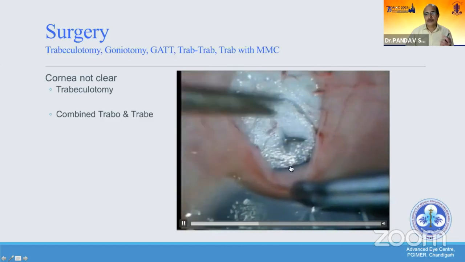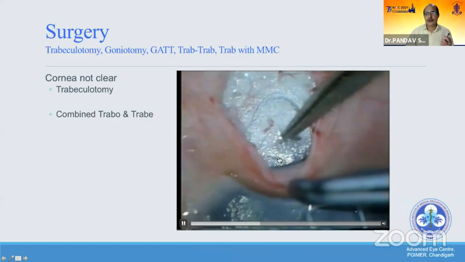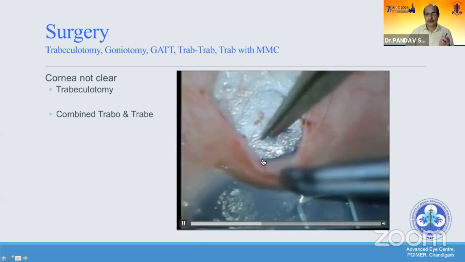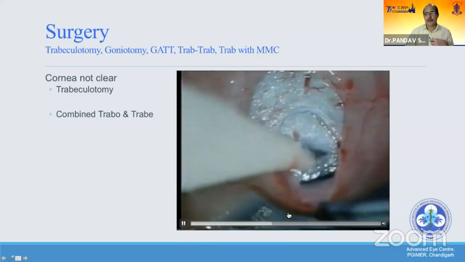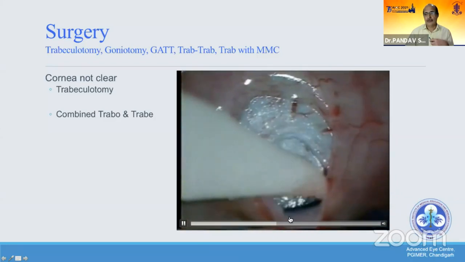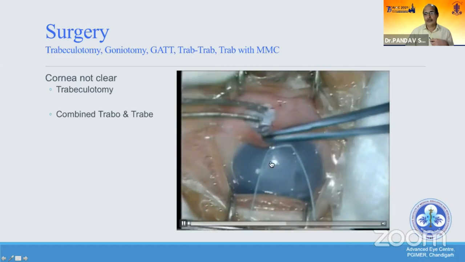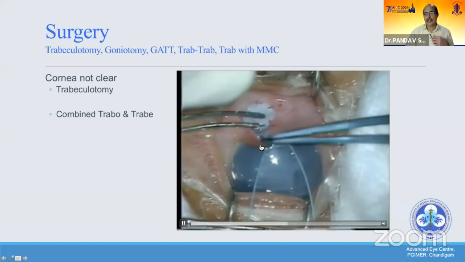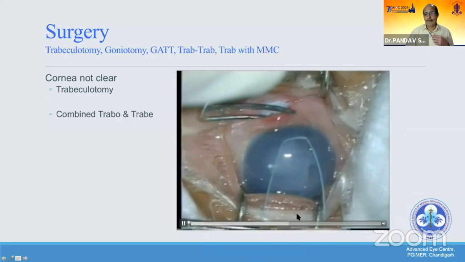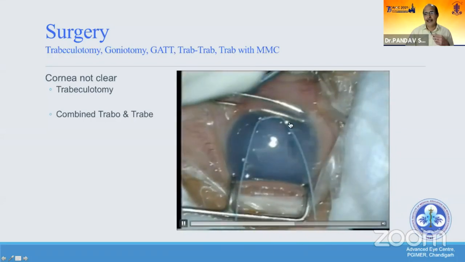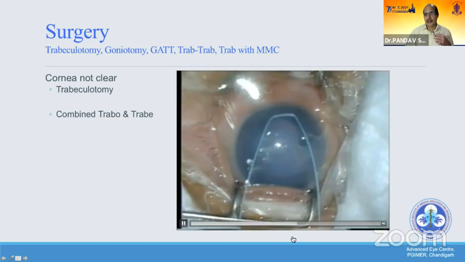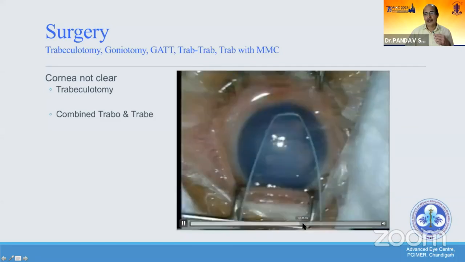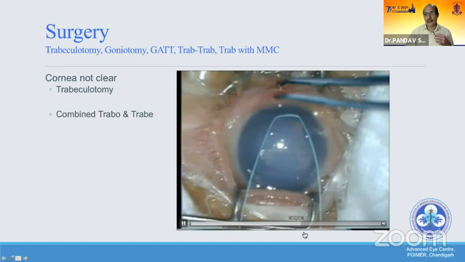So you can slice it radially just to make space to enter your probes. And then we use the Harms probe, and once it's done, you can put these probes into the Schlemm's canal. And gently you bring it in the anterior chamber, and basically you are disrupting the tissue or the inner wall of the Schlemm's canal on one side, and then you do it on the other side as well.